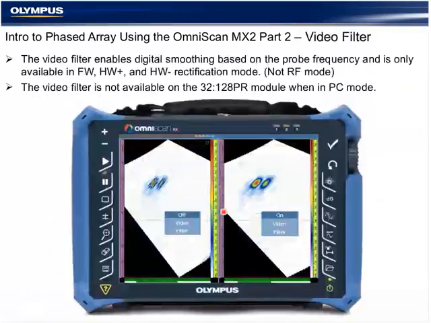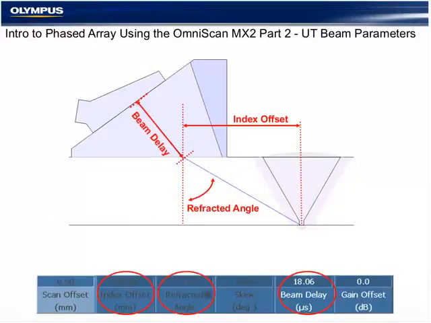Select the video filter. Video filter is a type of digital smoothing that allows us to more easily identify the center of energy or our location for a measurement. And our beam parameters that we'll talk about directly on the instrument. So I'm going to skip over this quickly.